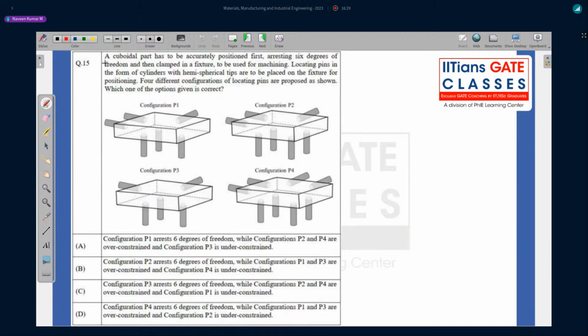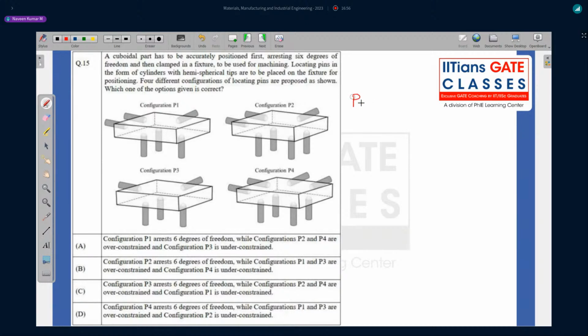A cuboidal part has been accurately positioned first, arresting 6 degrees of freedom, and then clamped in a fixture to be used for machining, right? So clamping, fixtures, right? Locating pins in the form of cylinders with hemispherical tips are placed on the fixture position. 4 different configurations of locations have been shown. Which one of the following is correct? Good.